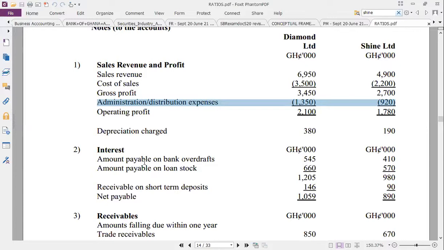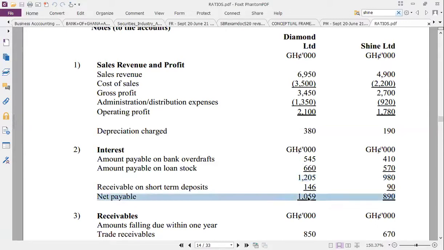Interest. Amount payable on bank overdrafts. Amount payable on loan stock. So the total interest is this, 1205. Receivable on short-term deposit: the company deposited some funds and it has some interest on it. Here we are looking for finance cost, not interest revenue. So if you are looking for finance cost or interest, kindly pick 1205 and 980. That's the interest. Not this very one. So take notes.